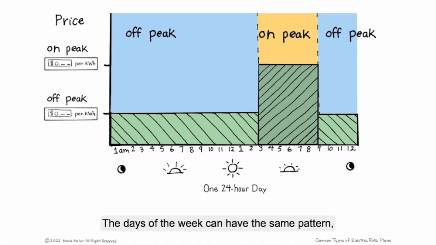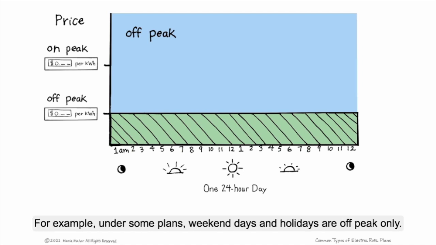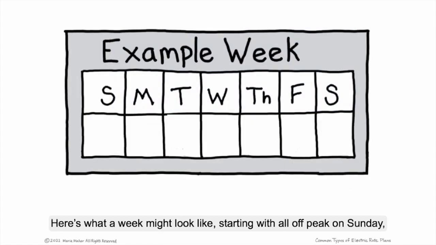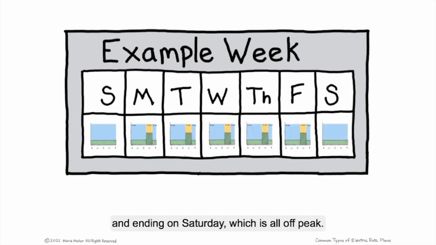This cycle of prices repeats day after day through the week. The days of the week can have the same pattern, or certain days can have a different pattern. For example, under some plans, weekend days and holidays are off-peak only. Here's what a week might look like, starting with all off-peak on Sunday, followed by weekdays with both on and off-peak times, and ending on Saturday, which is all off-peak.